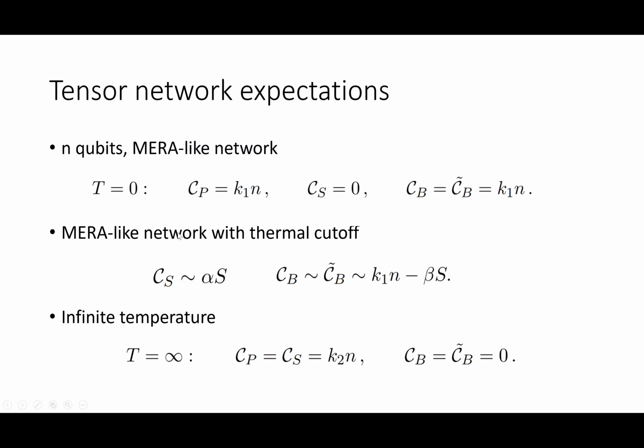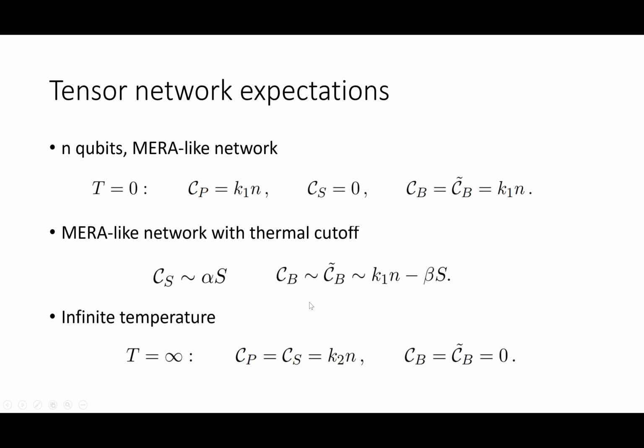If you take a Mara-like network with a thermal cutoff, then you would expect something like this. The spectrum complexity is now proportional to the entropy, because roughly I need to make entropy number of Bell pairs, and each Bell pair takes an order 1 number of gates to prepare. So I would expect something of order the entropy times a constant alpha that I don't quite know about.